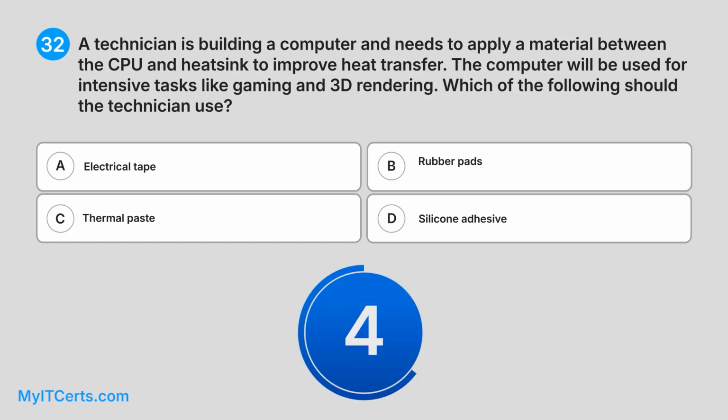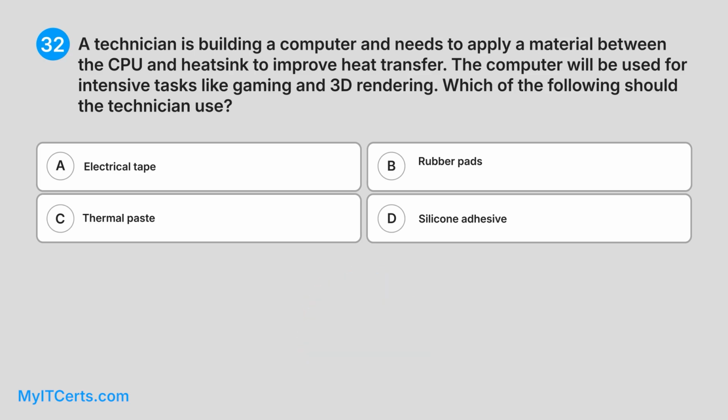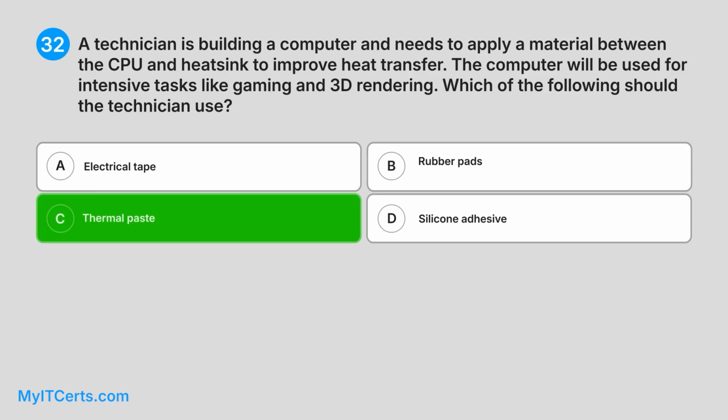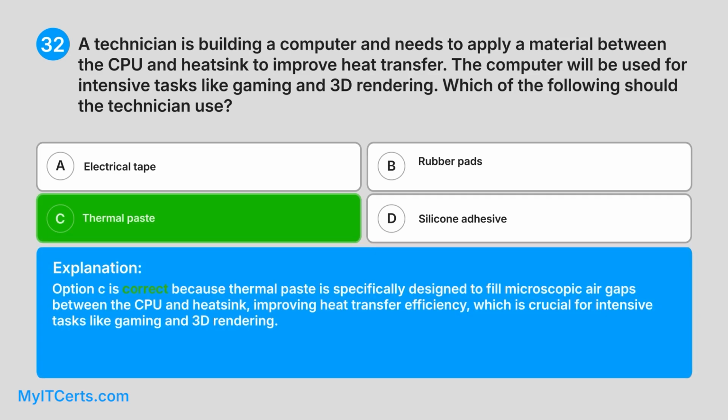Can you guess the answer? Correct answer. C. Thermal paste. Explanation. Option C is correct because thermal paste is specifically designed to fill microscopic air gaps between the CPU and heatsink, improving heat transfer efficiency, which is crucial for intensive tasks like gaming and 3D rendering.